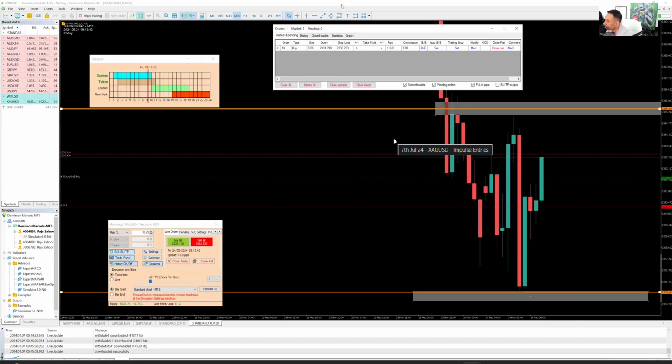We are trying to make a move here. Oh, look at that. Almost 14 pips into it. Let's put stops at break even, and then, yeah, it's Friday.